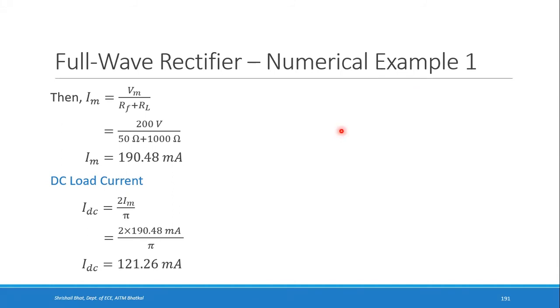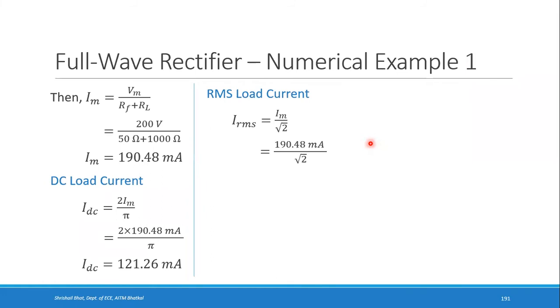Next, IRMS. What is the formula for IRMS? It is Im by root 2. In full wave rectifiers, IRMS is Im by root 2. So Im is 190.48. What do you get? Now what is this value, Anas? 134.69 milliamps. This is the value of IRMS. Right? IRMS is 134.69.